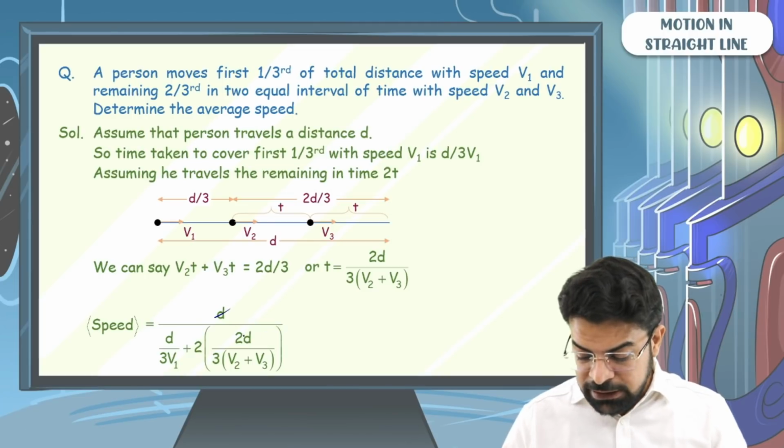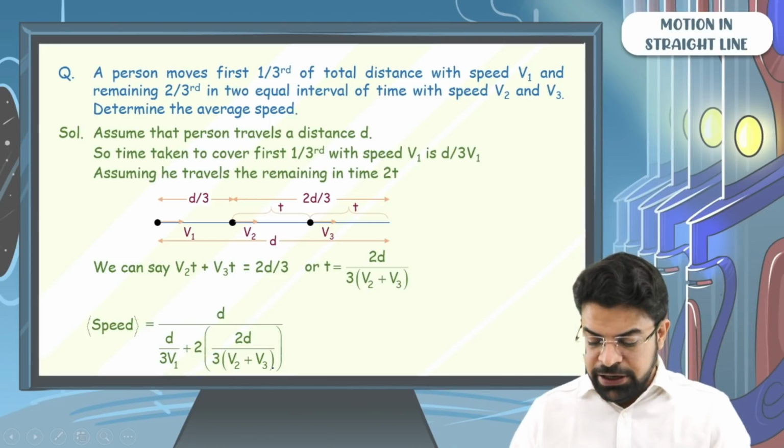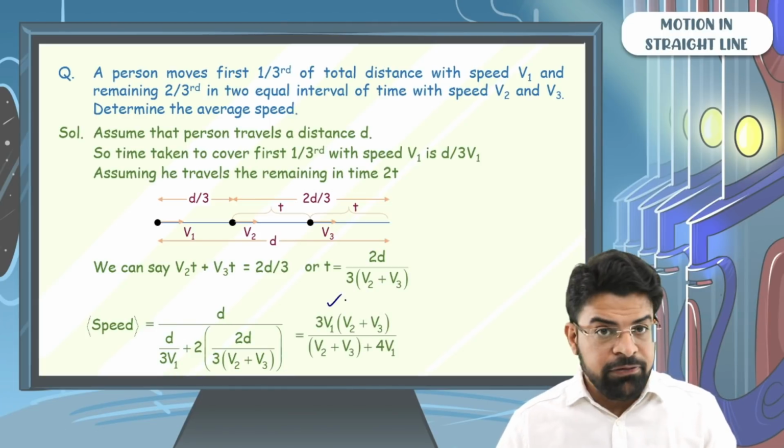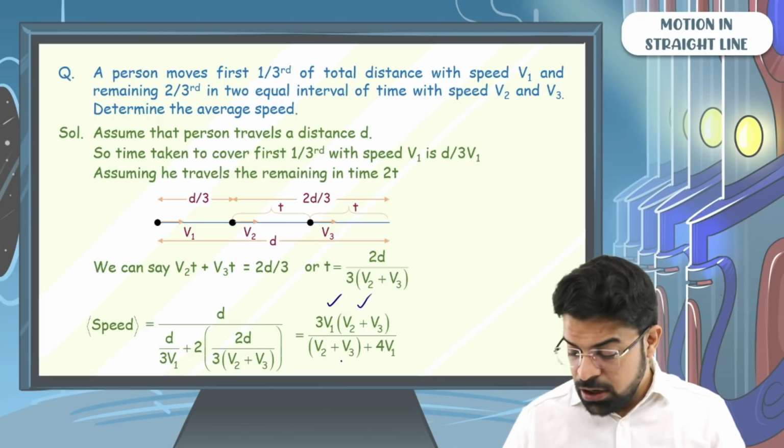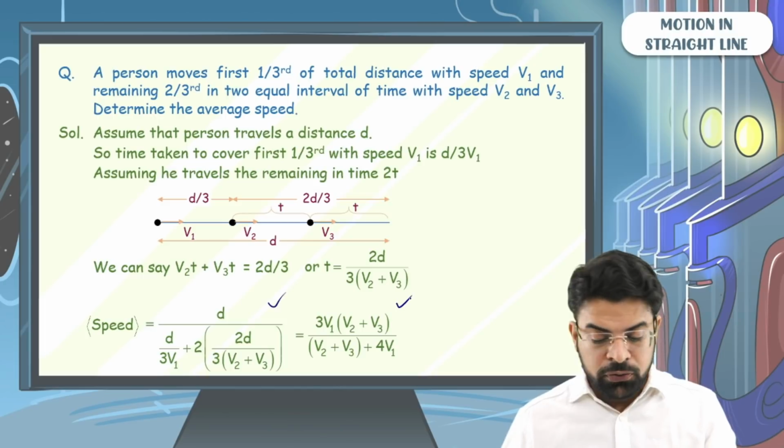On solving, we can cancel out d. Take the common denominator here, 3v1 into v2 plus v3, and rearrange. We will get the answer as 3v1 times v2 plus v3 upon v2 plus v3 plus 4v1. Try to solve this on your own.